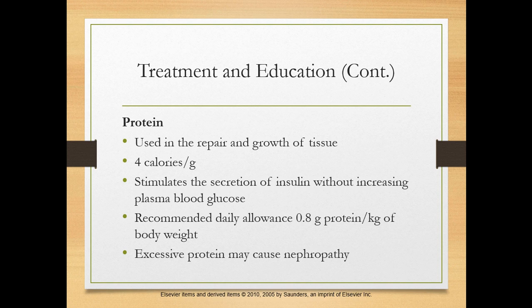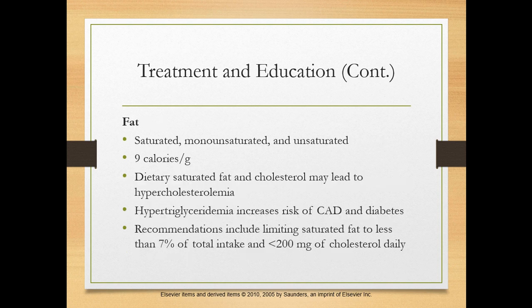Protein is used in the repair and growth of tissue. Okay, so 4 calories per gram. Okay, so this stimulates the secretion of insulin without increasing blood glucose levels. So we want to make sure that we have the recommended amount of protein. Okay, excessive protein may cause neuropathy. So this is something that we also want to kind of control in this situation, is the glucose and also the protein levels. Fat, we definitely want to control.